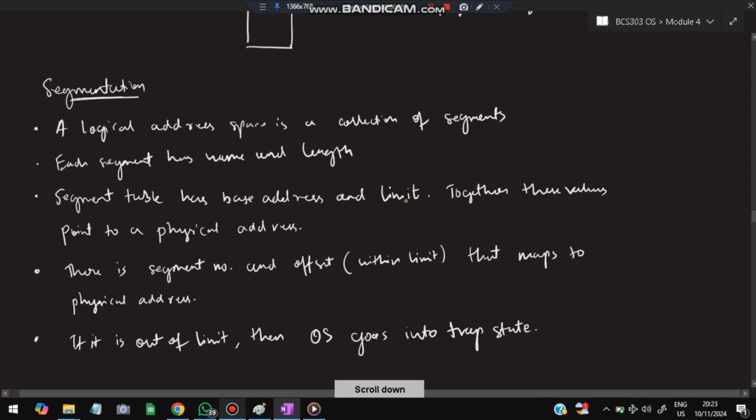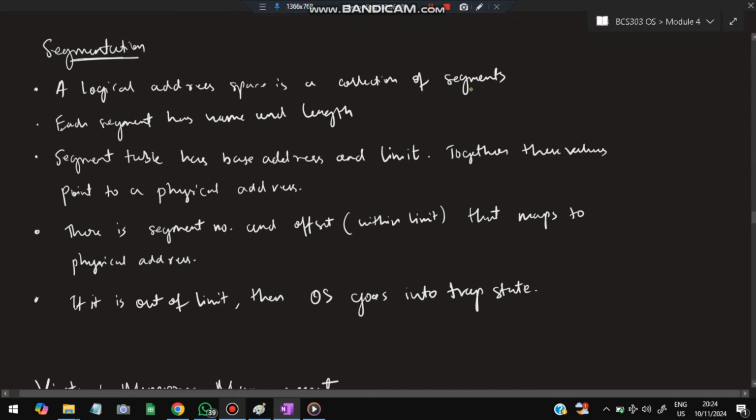Moving on to the next topic, which is segmentation. A logical address space is a collection of segments. It has a lot of segments present, and each segment has a name and a length.